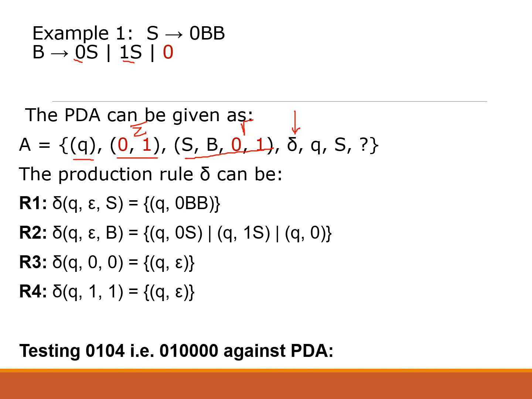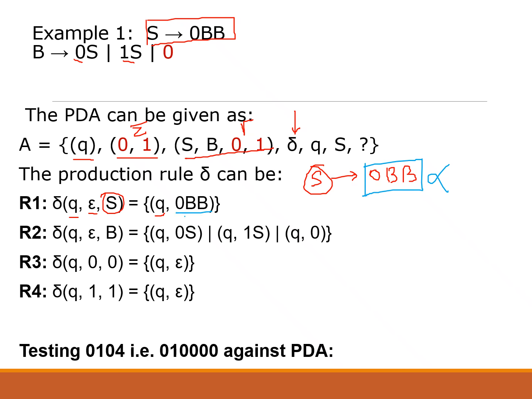To find the transitions, we consider the first rule, S tends to 0BB. For S tends to 0BB, the rule will be written as Q, epsilon. The non-terminal under consideration is S. This gives me Q and alpha. So what is alpha? Whatever part is there on the right hand side is alpha. So this 0BB is written here. This comes from rule 1, which we just saw.